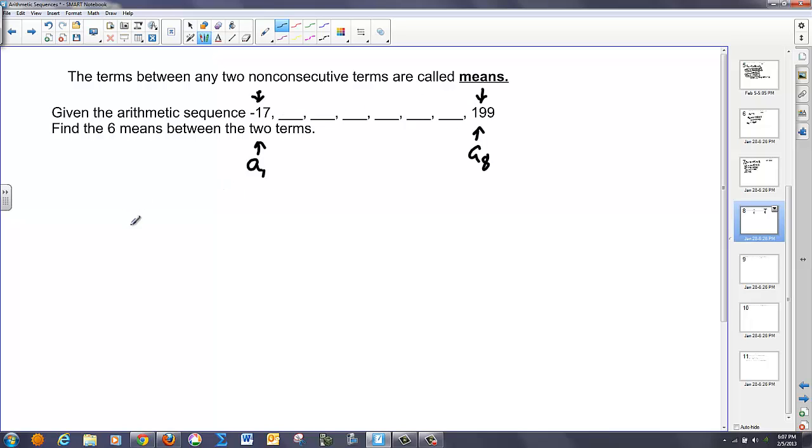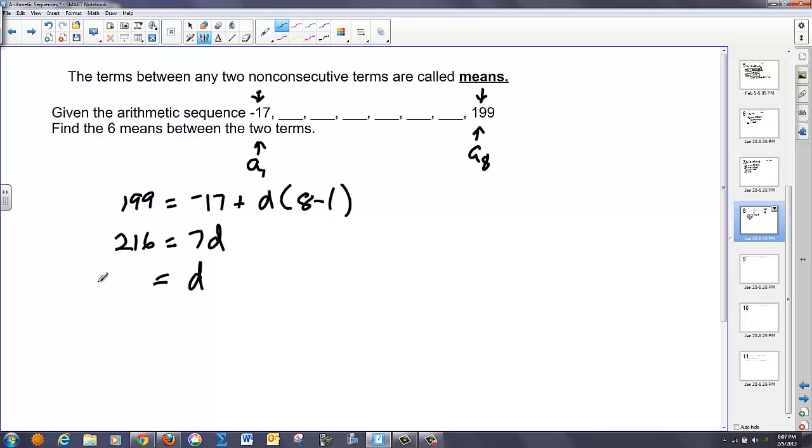So I have 199 equaling -17 plus whatever my d value is times 8 minus 1. So adding 17 to 199, I get 216. And that's equal to 7 times d. So d equals 216 over 7.